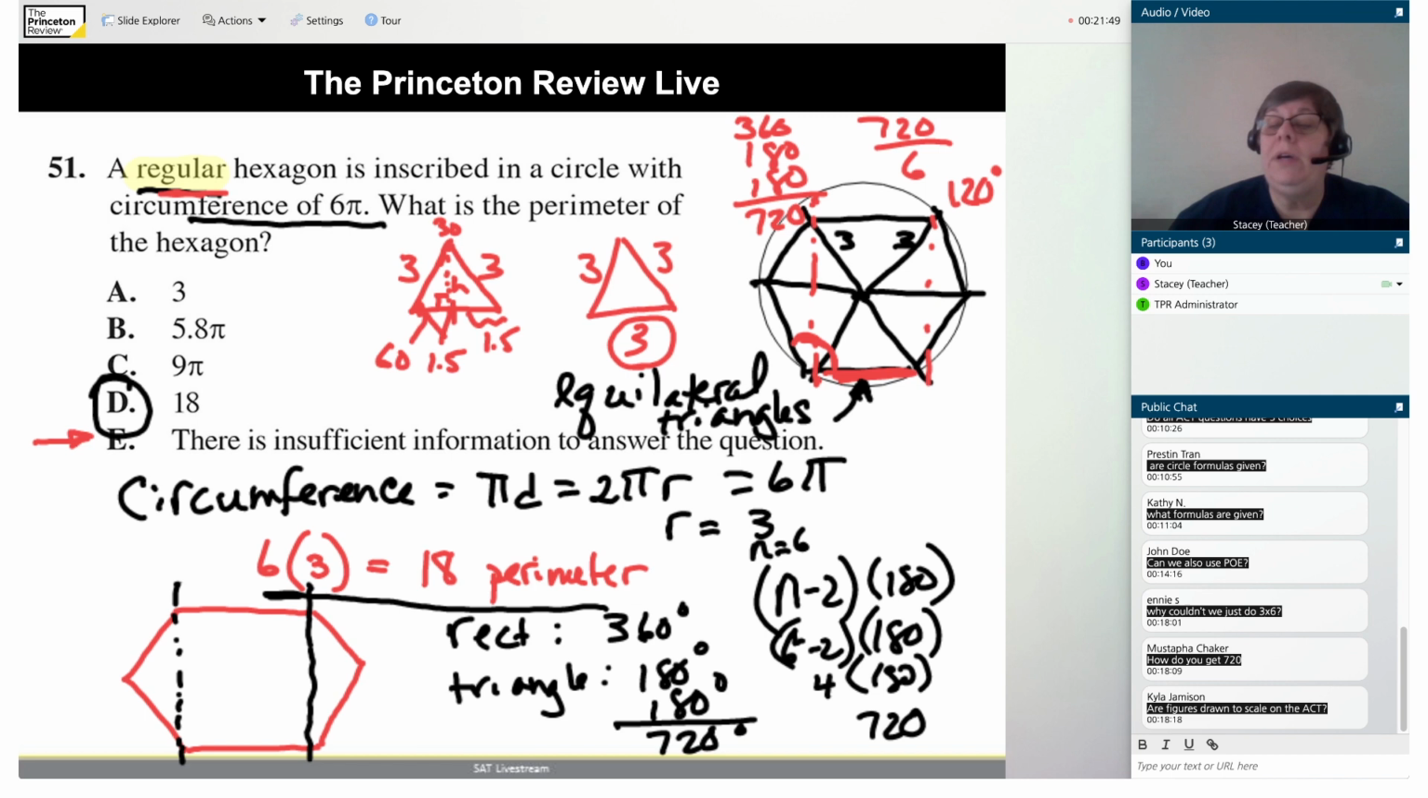All right. And Kyla, as long as the figure does not say figure not drawn to scale, it pretty much is drawn to scale. All right, so we want to make sure not to estimate on anything where it says figure not drawn to scale.